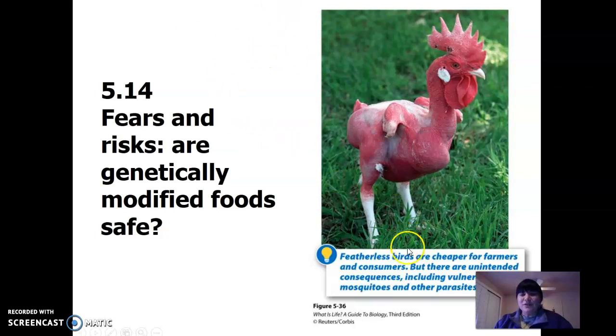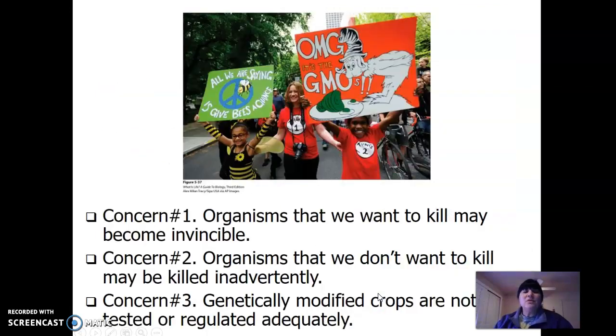Fears and risks. Featherless birds are cheaper for farmers and consumers, but there are unintended consequences, including vulnerability to mosquitoes and other parasites. Now, here in your book, these are the concerns for genetically modified organisms, GMOs. And some people really do have issues with this. And again, those concerns could be legitimate, right?